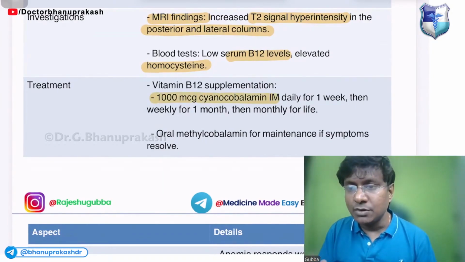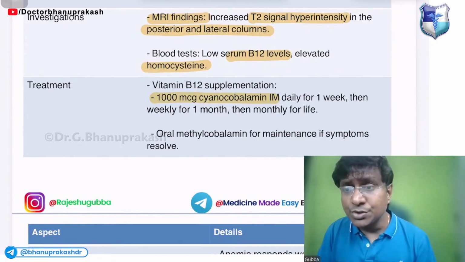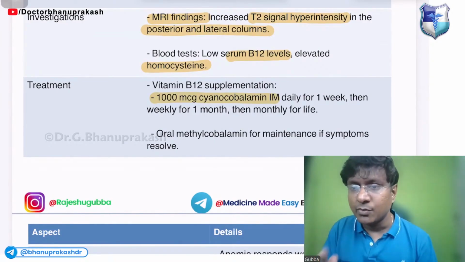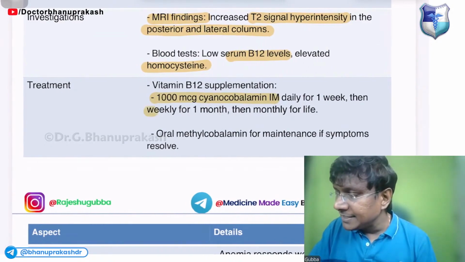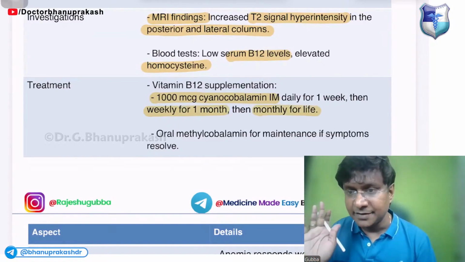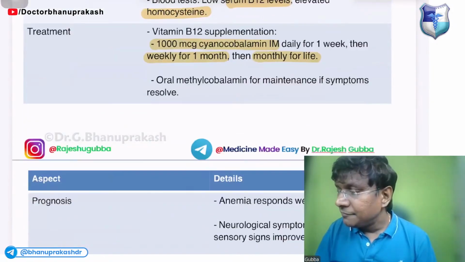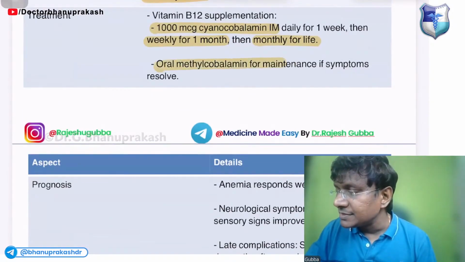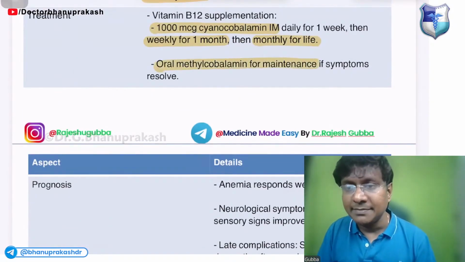And this particular cyanocobalamin, you should give it intramuscularly for 1 week. Then weekly you need to give for 1 month. Then monthly you have to take for life. Okay. And for maintenance, oral methylcobalamin can be given.